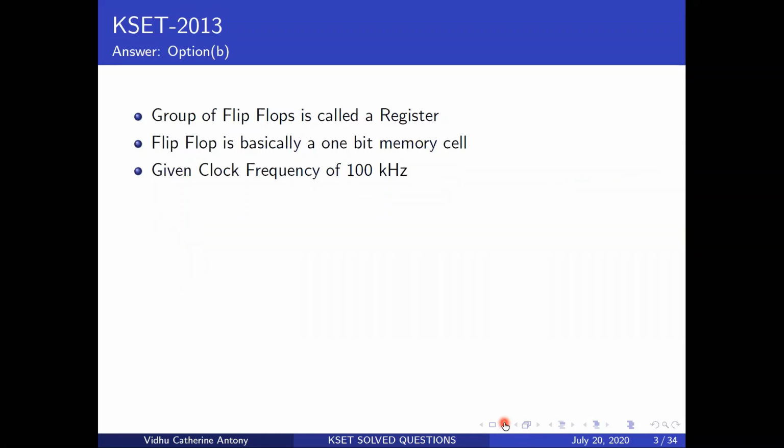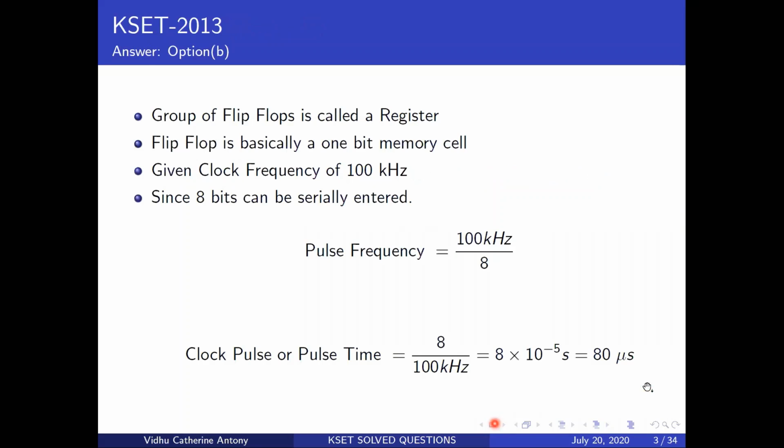All this is a summary so that you can recall what your basic idea is all about, and then we've got about 80 microseconds. It's called the clock pulse or the clock time. You can't confuse it with your clock frequency. It's called a pulse. Basically it's asking how much time it would take to input all the 8 bits into the register. How much time would it take to take in all these 8 bits and put them into the register? That's what they're asking for.